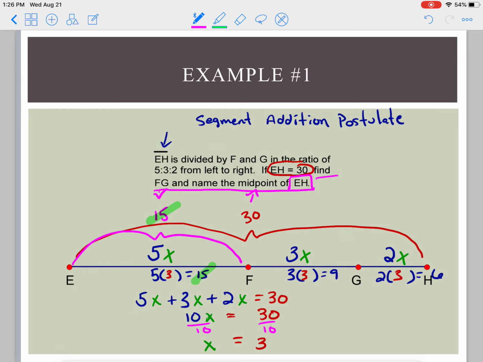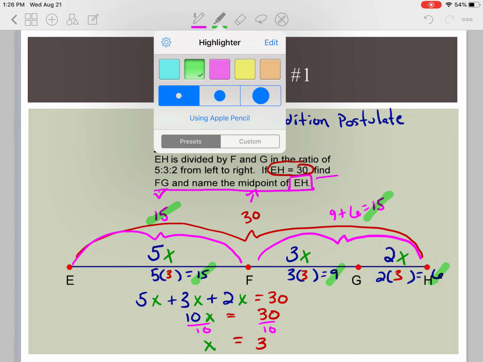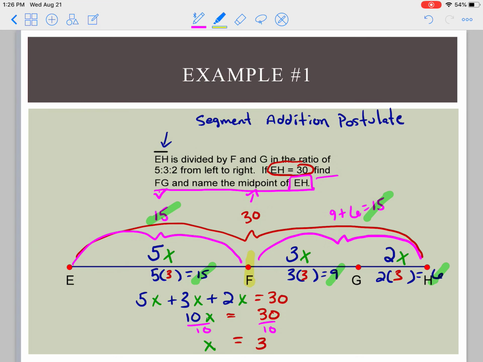The other portion of the segment, this part, is composed of 2 portions. Once again, using the segment addition postulate, I can say that 9 plus 6 is also equal to 15. Okay, so here's my 9 and there's my 6. 9 plus 6 is 15. I have two equal segments. For that reason, my midpoint is point F. It divides the segment EH into two congruent segments.